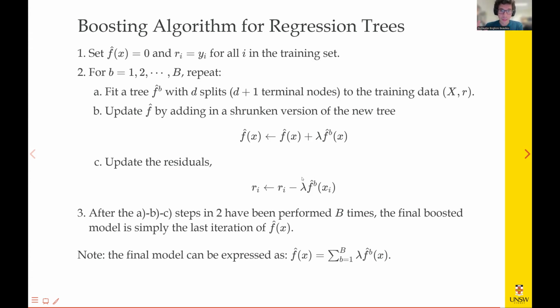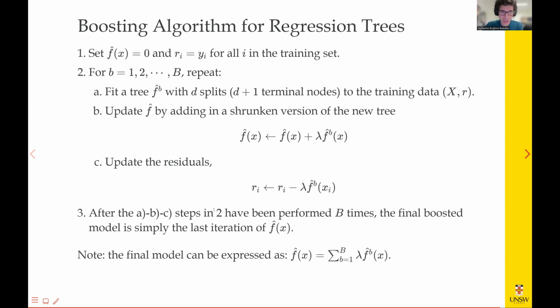Now again, the idea is this. I'm improving my f hat, but very slowly because at each step I'm adding a small portion of my fitted residual. I do that many times, and eventually there are no longer patterns in the residuals. Fitting them again based on X is not changing them meaningfully, and I stop. And that's it.